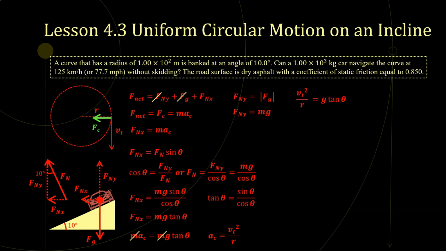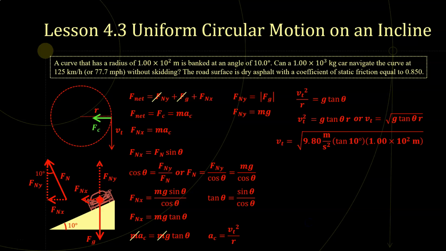I'm going to get velocity on a side by itself, so multiply both sides by the radius, and then I'm just going to take the square root of both sides, and that gives me the tangential velocity equal to the square root of g times the tangent of theta times the radius. Let's go ahead and plug in some values.